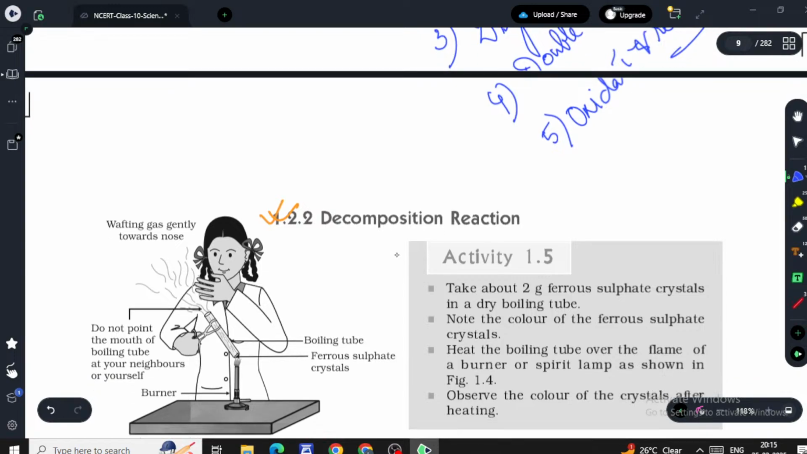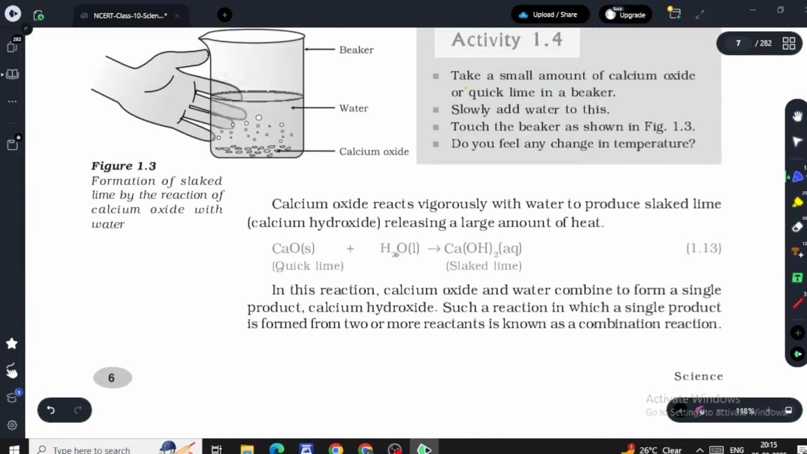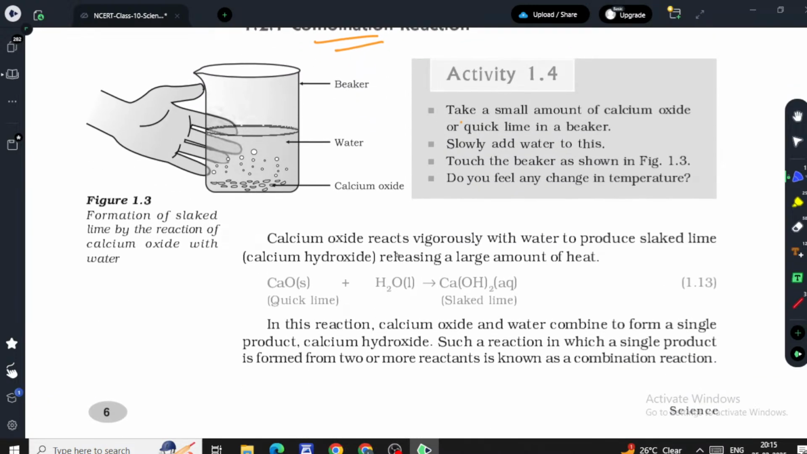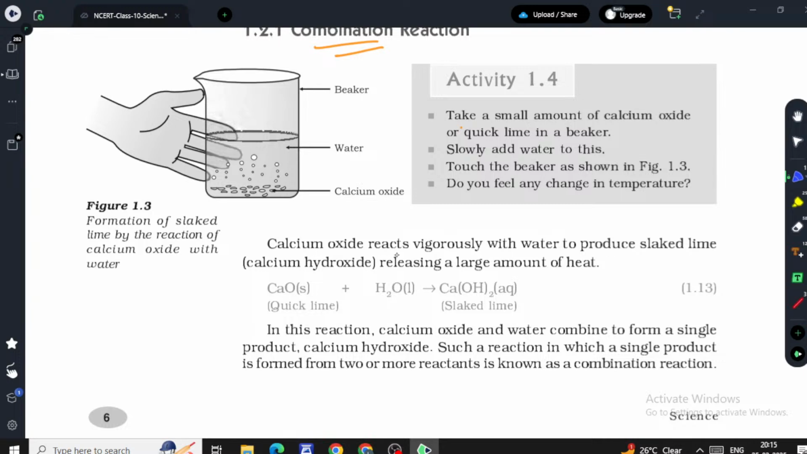Now we can study the details of the reactions. What is a combination reaction? For example, calcium oxide reacts vigorously with water to produce slaked lime, calcium hydroxide, releasing a large amount of heat. That is, CaO, quick lime, with water makes slaked lime.